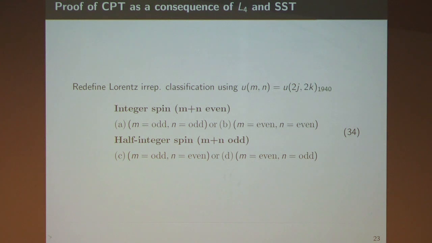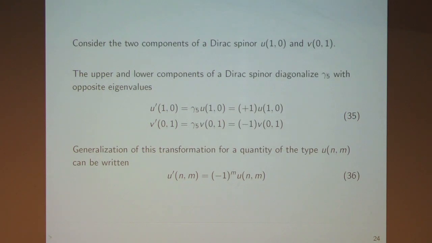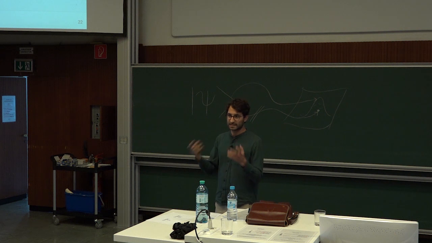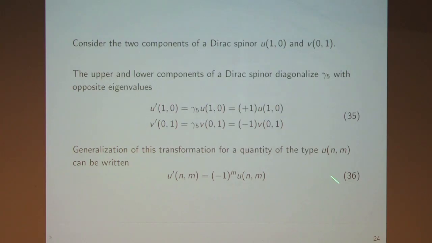So we're going to go back to the 1940 way of thinking or classifying spinors, except this time the quantum number is going to be equal to 2 times the value from 1940. And so we're going to have that m plus n even is integer spin, and m plus n odd is half integer spin. And so if we consider the 2 components of a Dirac spinor, the upper and lower component, and we see that they're going to diagonalize the gamma 5 matrix with different eigenvalues, then we can generalize that transformation, which I didn't mention, but that's the transformation for the fields for CPT, which is going to reproduce everything we need it to. The gamma 5 matrix is going to act in such a way that the 4-current is also going to be reversed, and it's really going to do CPT for us. So this is going to be a generalization of that for spinors, for the irreducible representations of the Lorentz group.